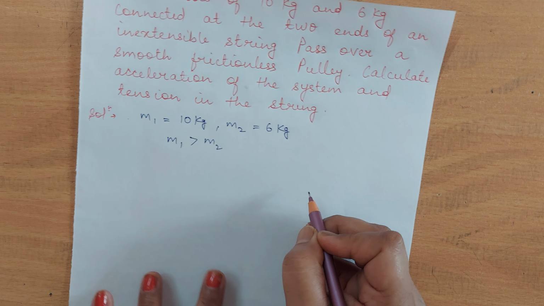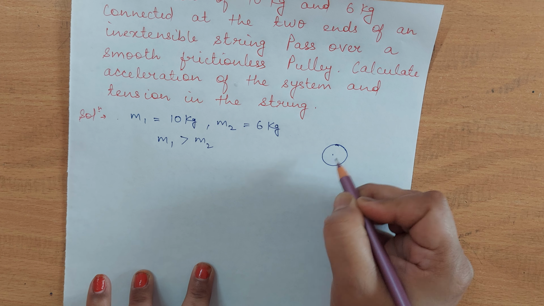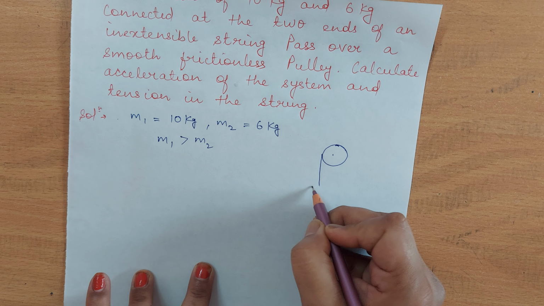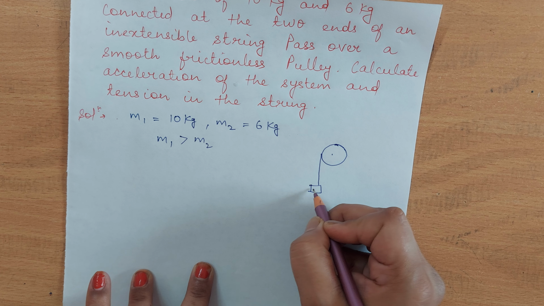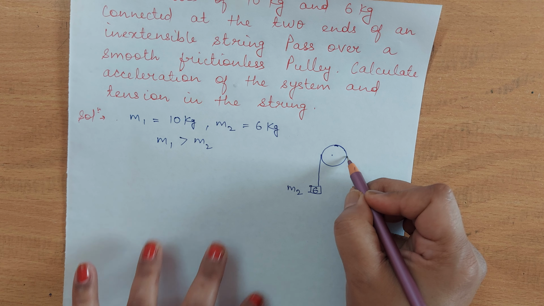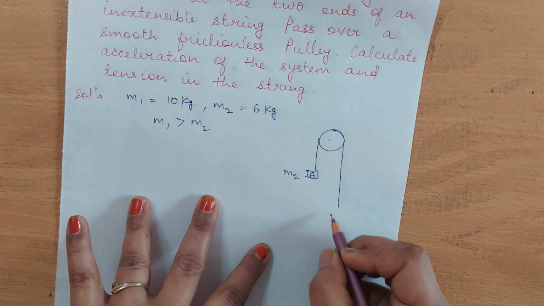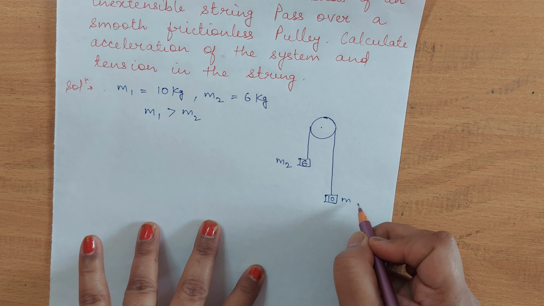So if we draw the pulley, it will be like this. The lighter mass m2 will be at this place, and the heavier mass m1 will be like this.